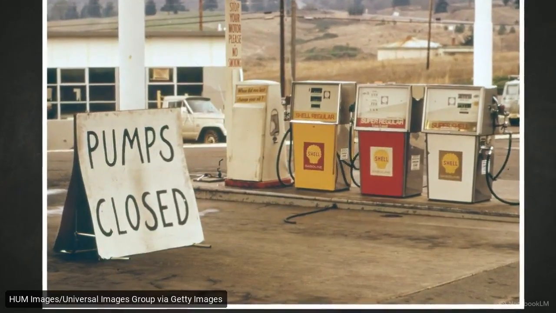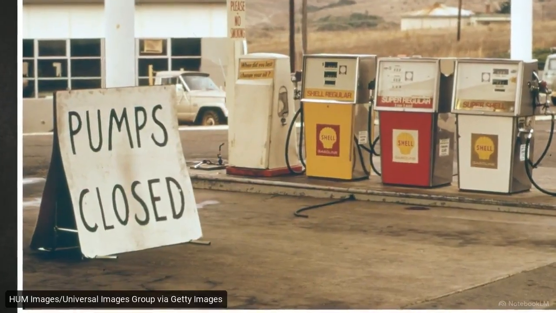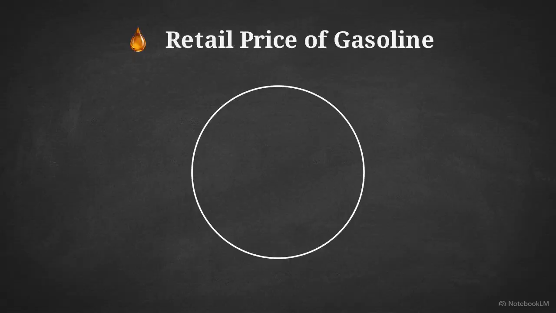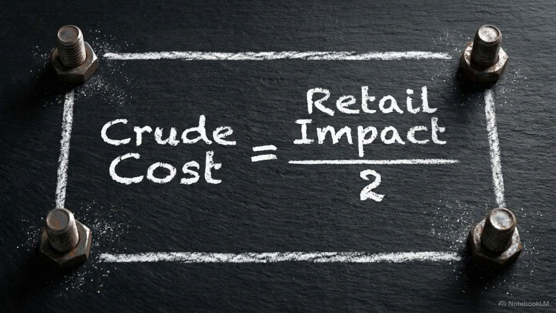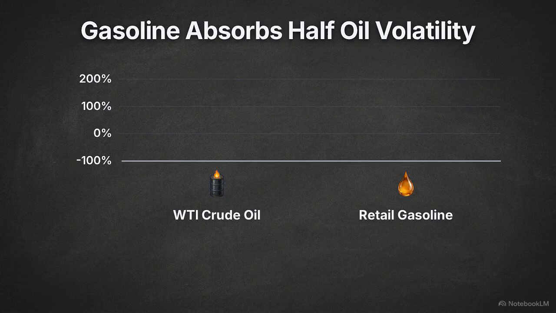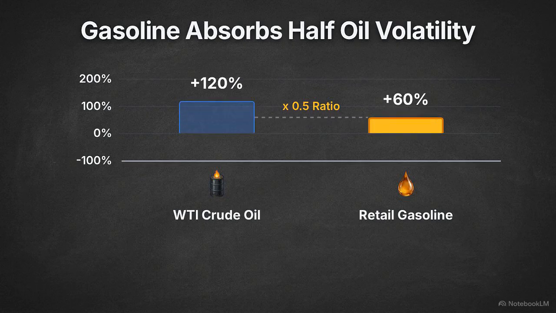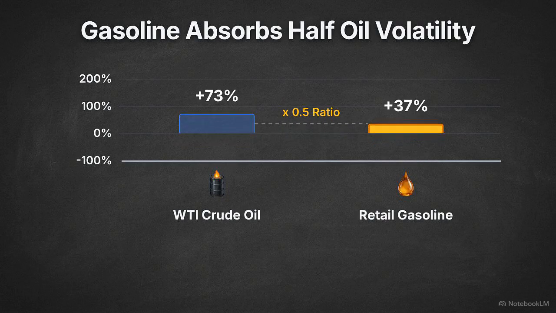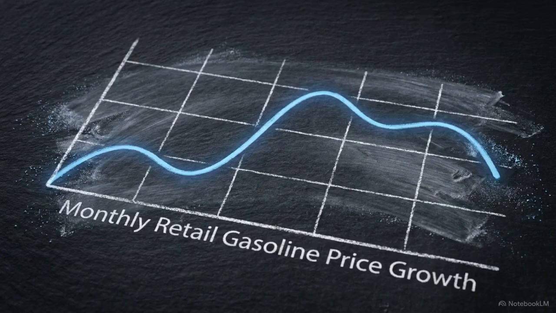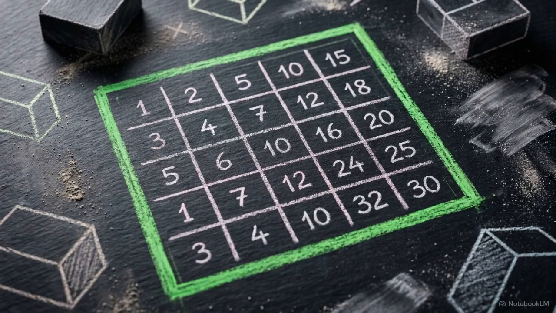Next, they had to translate the price of raw crude into the retail cost consumers actually pay. They did this by applying the historical cost share of crude oil to the retail price of gasoline. Using recent data, they locked in a fixed 0.5 cost share weight. This dictates that retail gasoline prices absorb exactly half the percentage volatility of the WTI crude oil price. This mathematical translation provides a clean, month-by-month vector of retail gasoline price growth. The data is now perfectly formatted for the domestic SVAR model to consume.